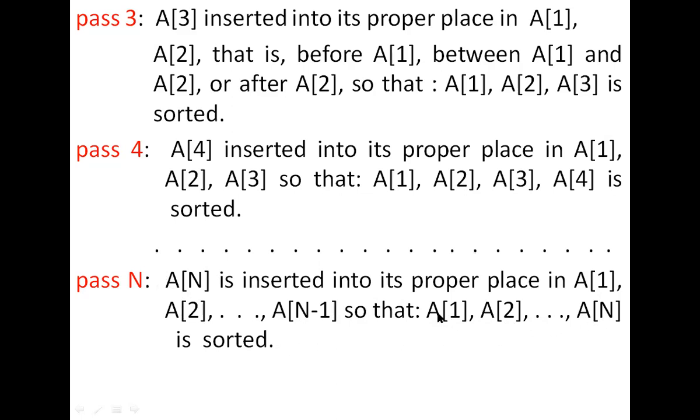That means the list A of 1 to A of n will be sorted after n passes, n steps. This is how the insertion sort algorithm picks each element and inserts it into its proper position, so that the list to the left of the element will be sorted. Clear?